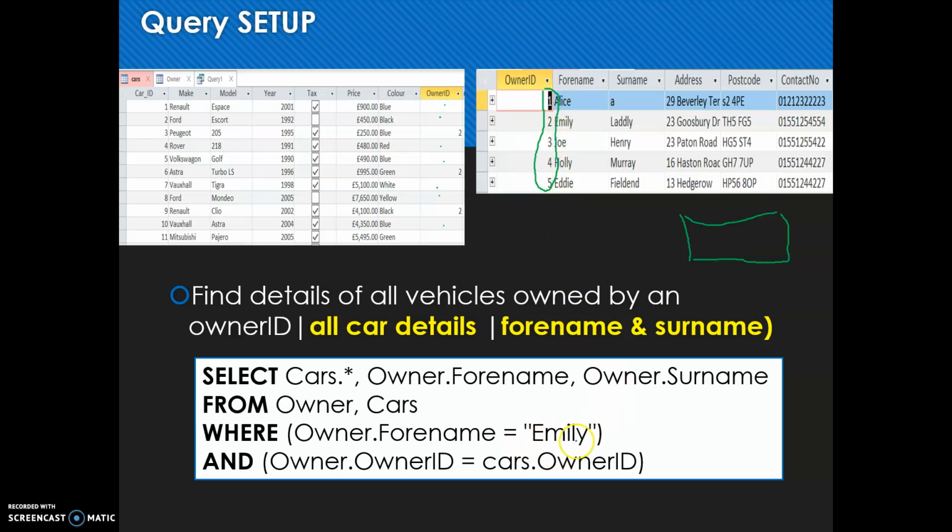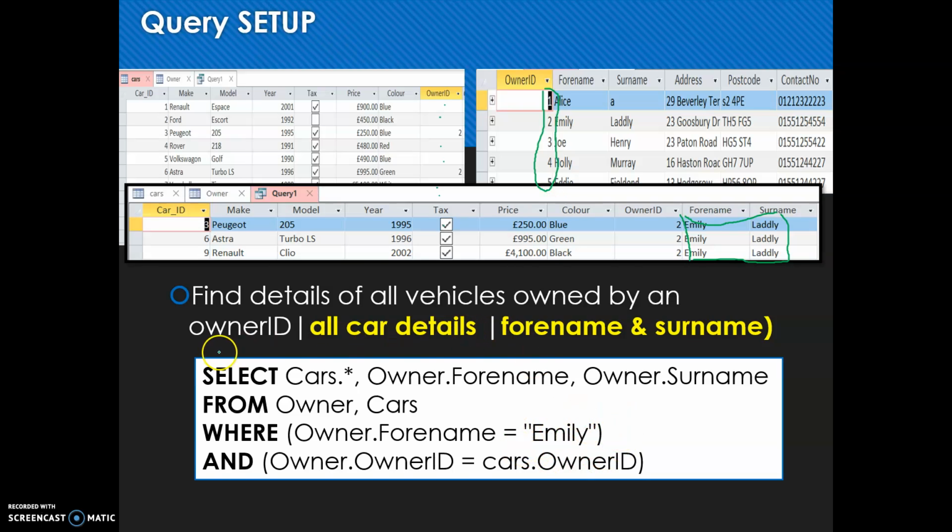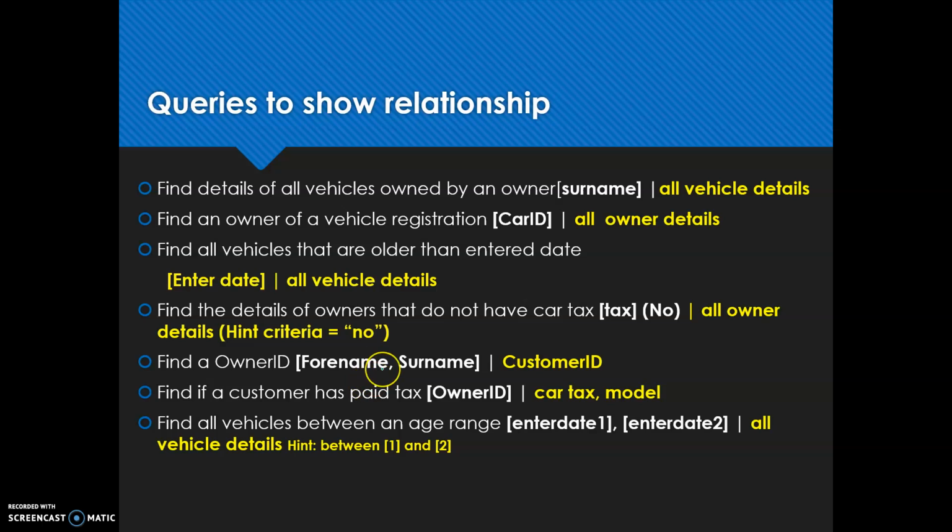And you might want to try it with a different forename as well, or a different owner ID number would probably be better for this query because that's going to be unique actually. So these are some queries for you to have a go at making using SQL. And again, if you can produce these queries, check that they work, and then copy them into a Word document.